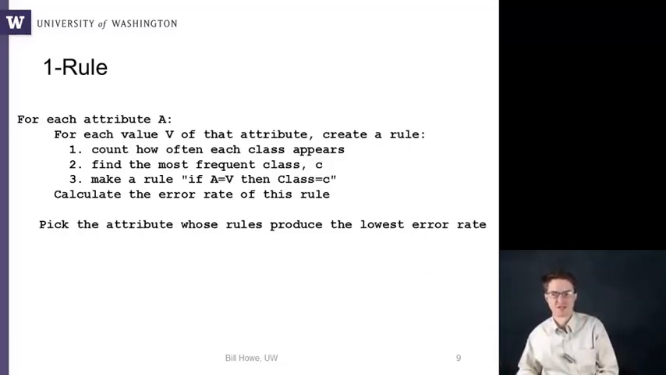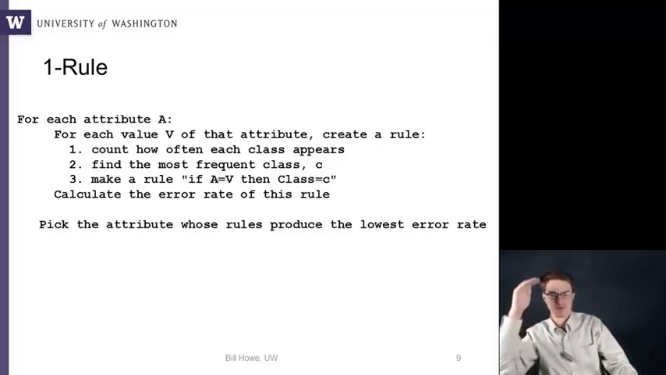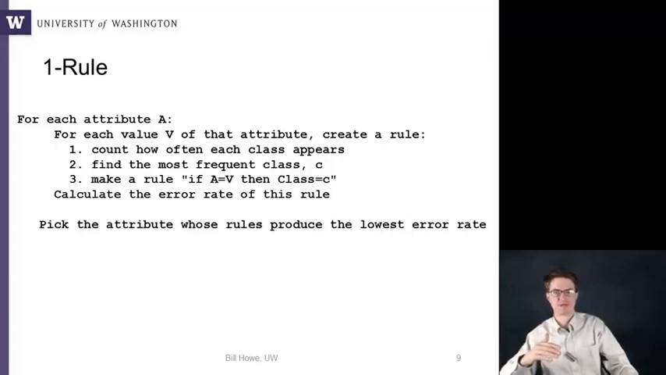Count how often each class appears, find the most frequent class, and generate a rule: if A equals V, then class equals C. Okay. And then you can calculate the error rate of that rule. Pick the attribute whose set of rules produces the lowest error rate overall. All right. And now you'll have one rule. Now, by the way, one rule refers to actually an attribute. So it's an if-then, if-then, if-then, covering all the values of that attribute. For male and female, that's not two rules, that's just one rule. Okay. So this is kind of an exhaustive search strategy with which to generate these rules.